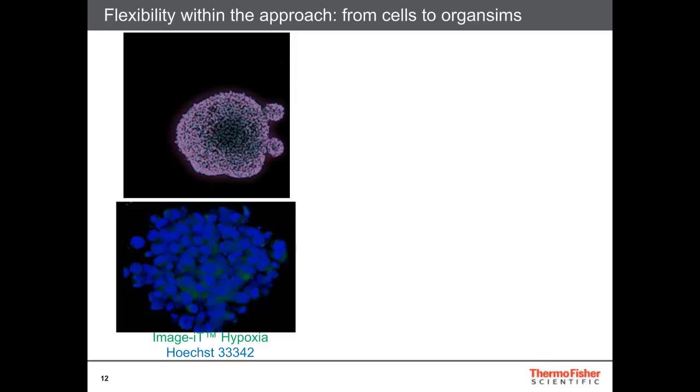We can also look at other more physiological functions. Here is an MCF7 tumor spheroid. We've labeled with Hoechst, again to tell us the number of cells within the spheroid. Now we've labeled them with our newly developed hypoxia reagent, the Image-iT Hypoxia probe. This sensor lights up or gives rise to fluorescence when it's in environments of reduced oxygen or hypoxic conditions. So here we're able to image the hypoxic core within a tumor spheroid.